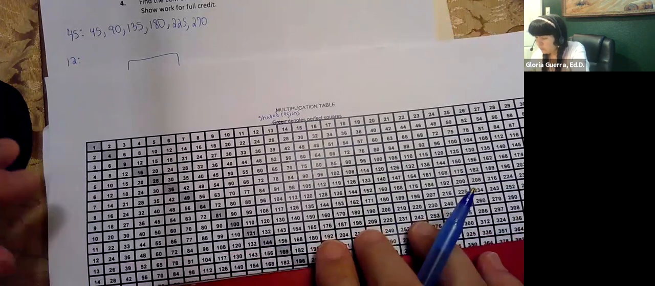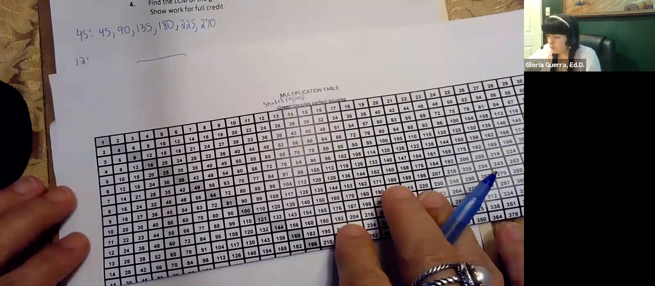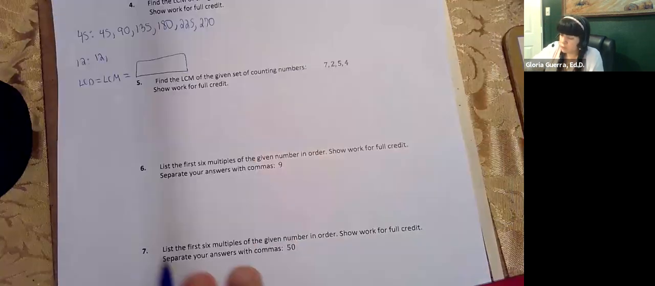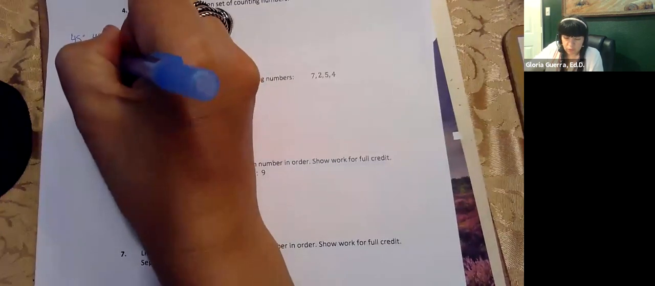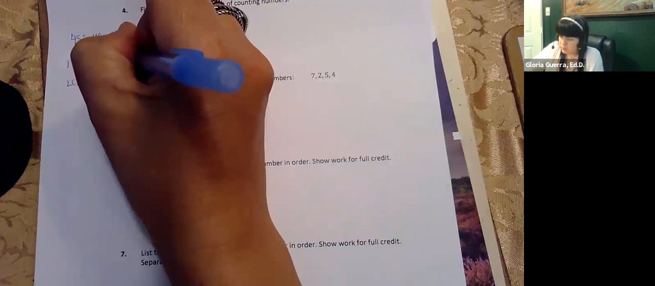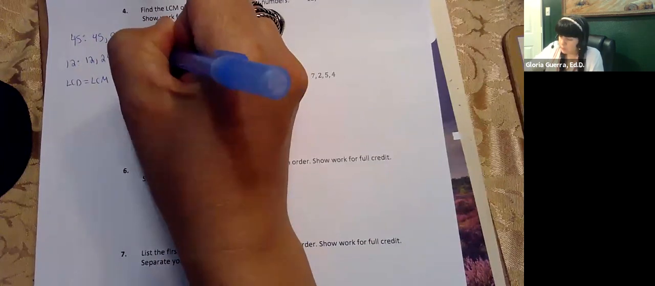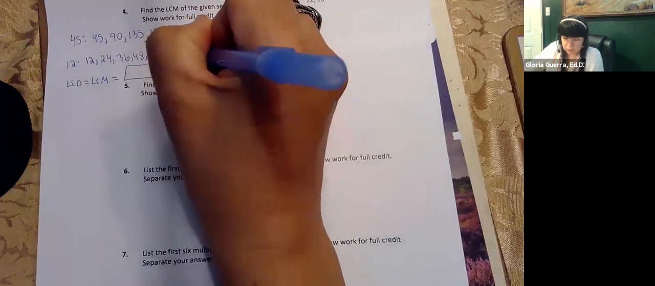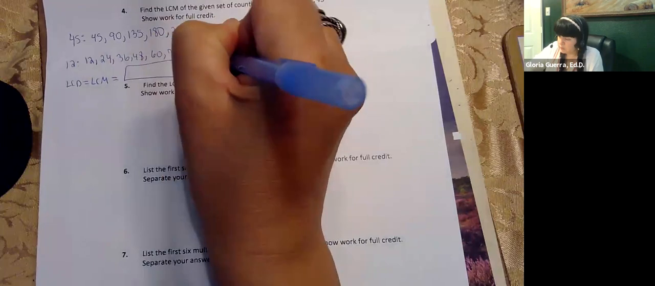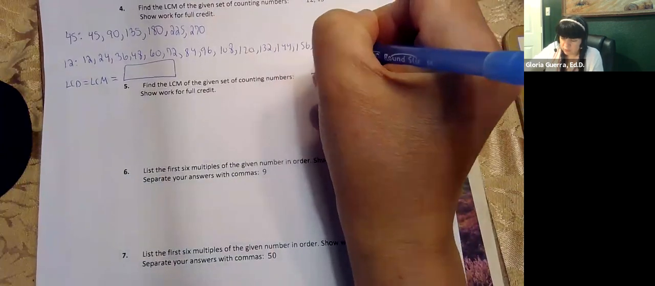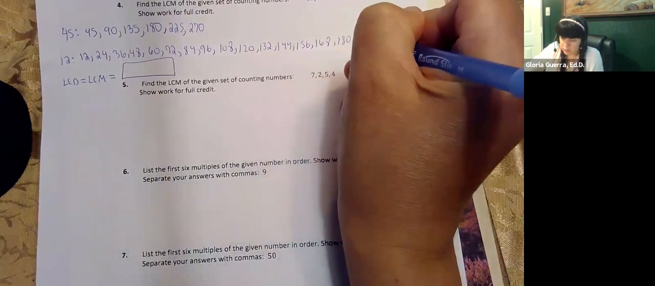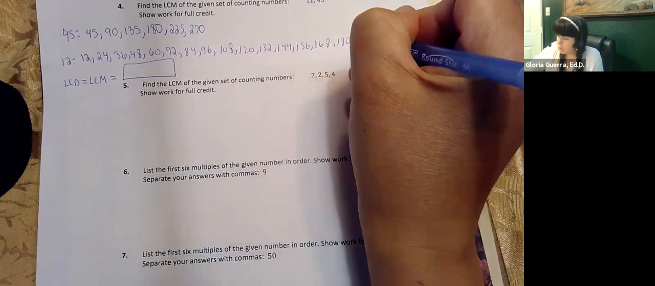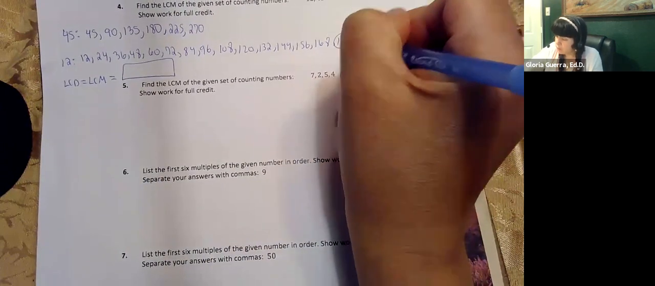So you have several multiples. 12 times 1 is 12. 12 times 2 is 24. 36, 48, 60, 72, 84, 96, 108, 120, 132, 144, 156, 168, 180. And there's your match right there, 180.